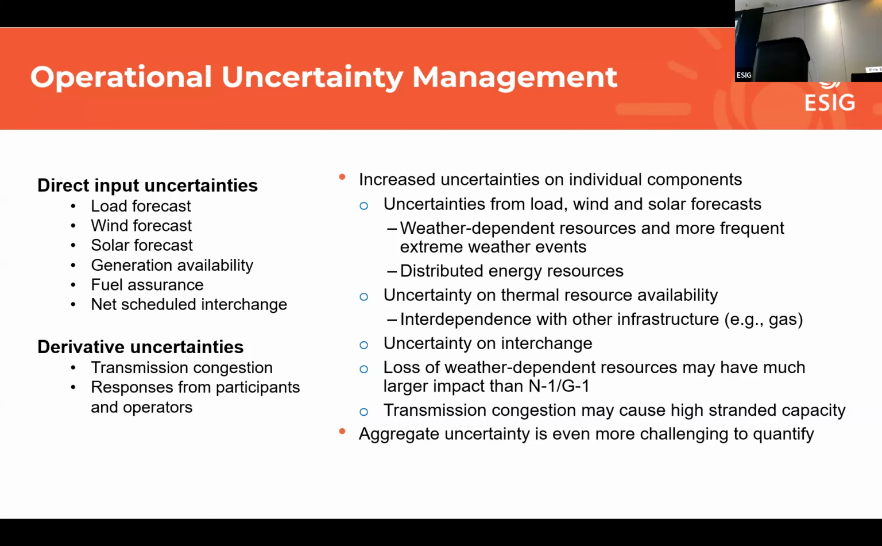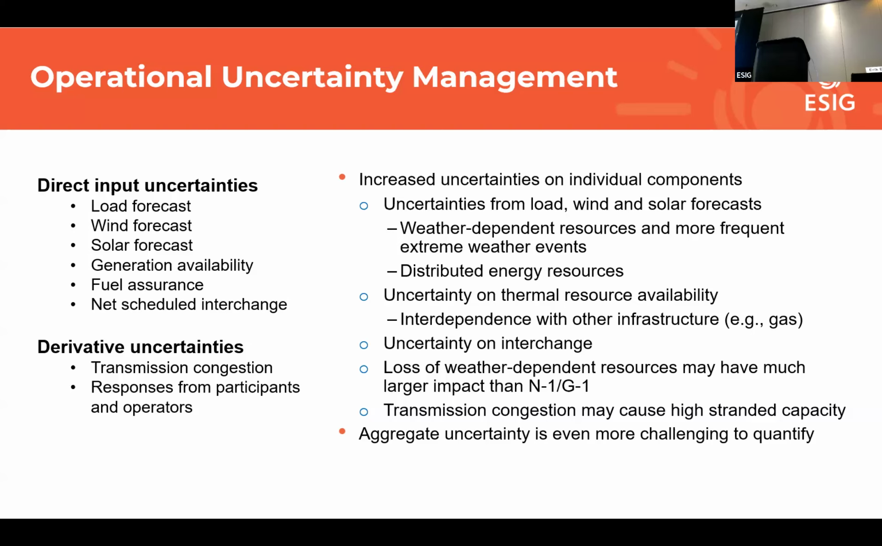And then there's derived uncertainty. When all this uncertainty goes into the large system, you could have transmission congestion, which is actually very difficult to predict. It's the most difficult to predict, because for the other uncertainties there are ways to quantify them, but transmission congestion can be very complex, and it's really difficult to predict the congestion ahead of time. And then there's also the response from participants and grid operators. They may have different risk appetites and respond differently. All of these introduce a lot of challenges for operations.